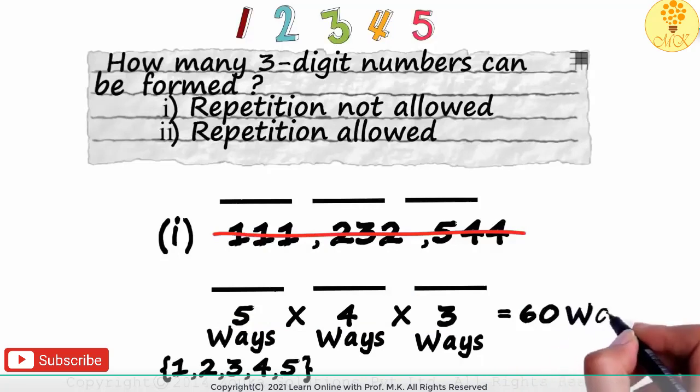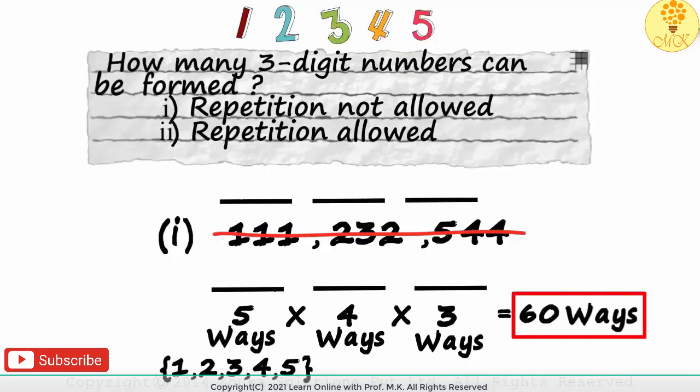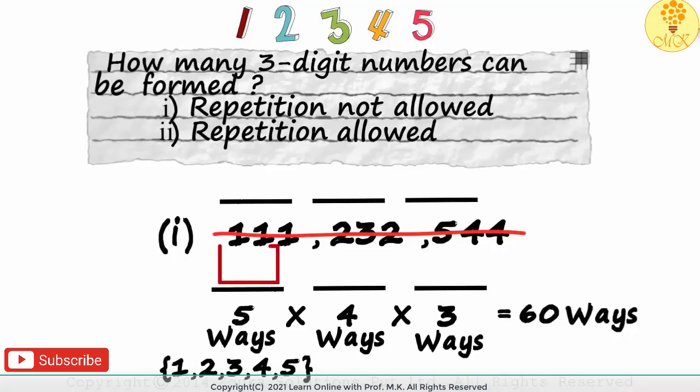There are 60 ways in which we can form 3-digit numbers without repetition of digits. These include numbers like 123, 314, 245 and so on. No repetition. Hope this was clear. Here we started off with the hundreds place. Can we start off with the units place? Of course yes, we could have.